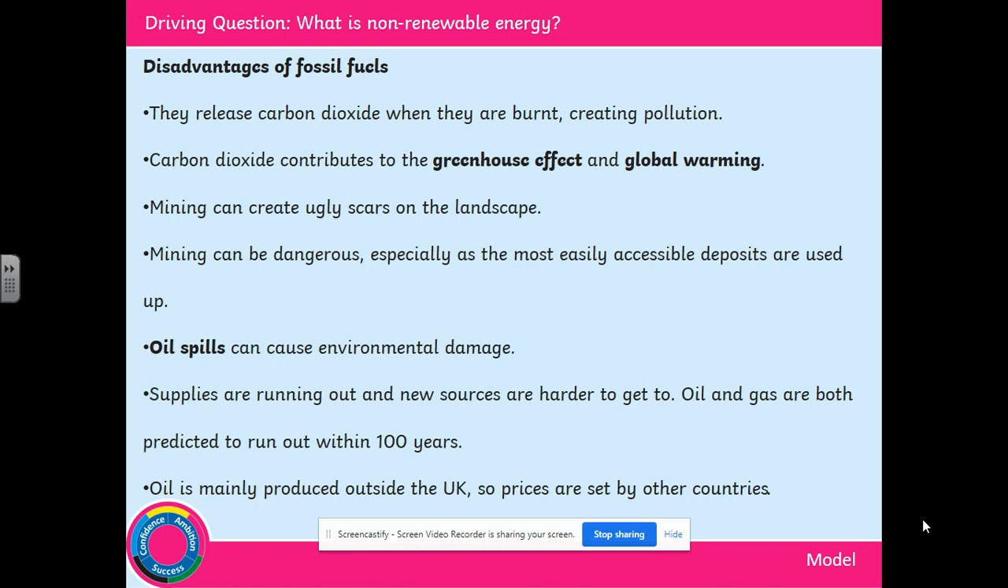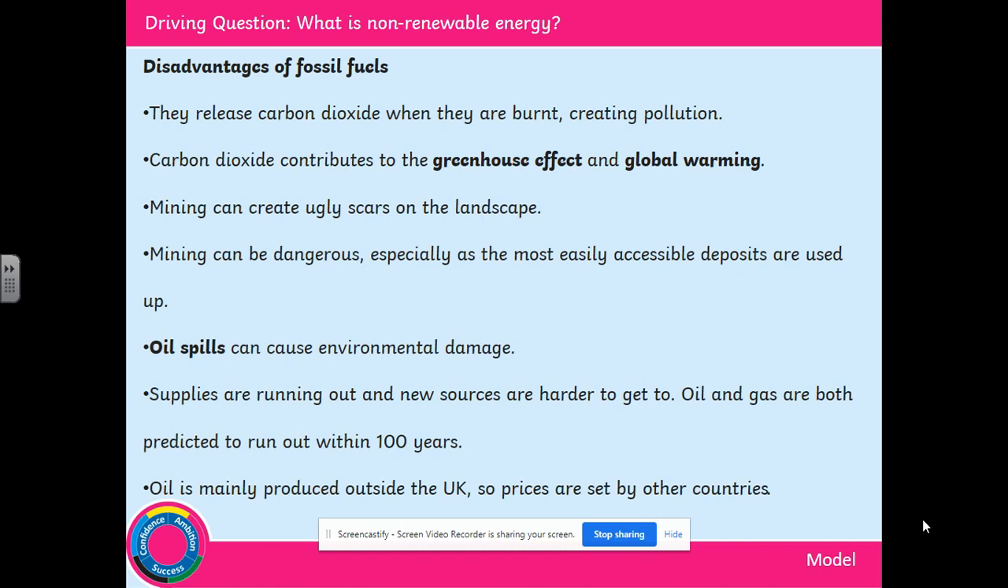All right. Oil spills can cause environmental damage. We've seen videos of when ships had oil spills. Animals were trapped, animals died, ducks, seagulls, fish, a lot of animals died. Supplies are running out and new sources are harder to get. Oil and gas are predicted to run out within 100 years.